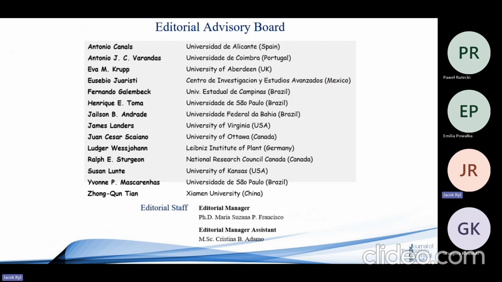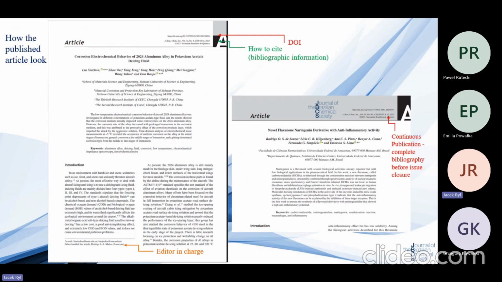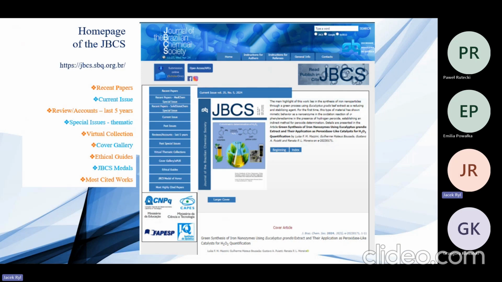They have some researchers from different countries in the advisory boards. This is how a publication in the Journal of the Brazilian Chemical Society looks. Some other views of the article, so they are very similar to the ACS journals. Here you can see who is the responsible editor for that, who evaluated or invited reviewers and so on, right? And this is how it looks on the web page, right?